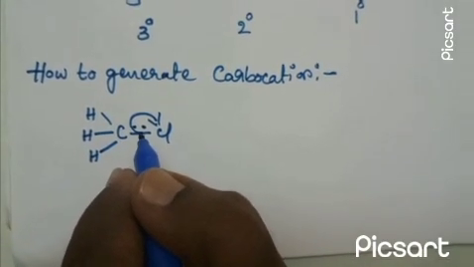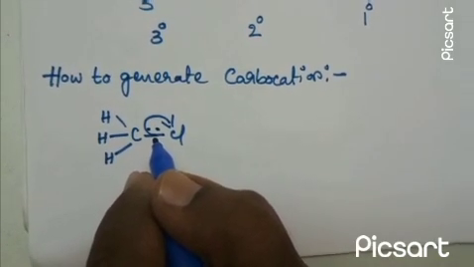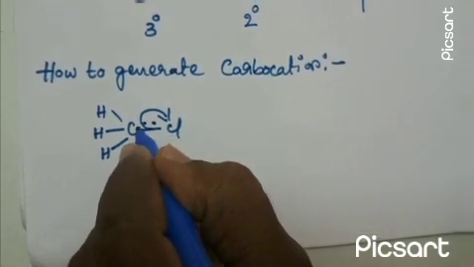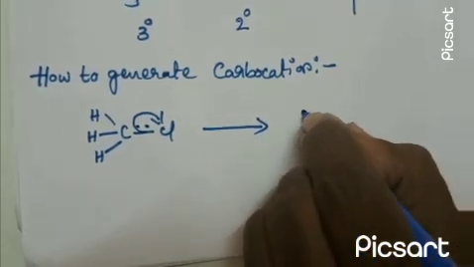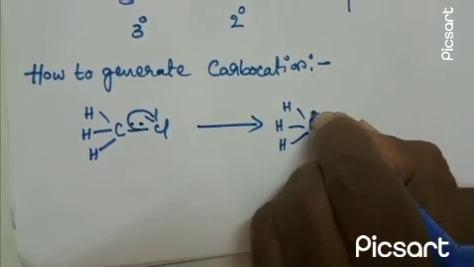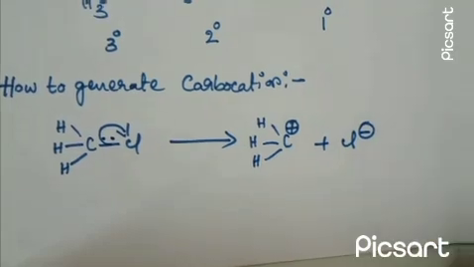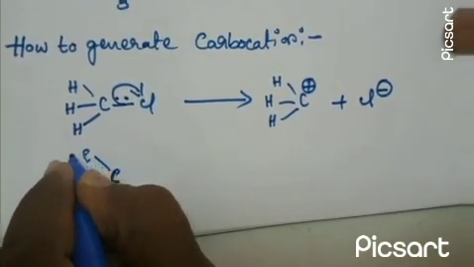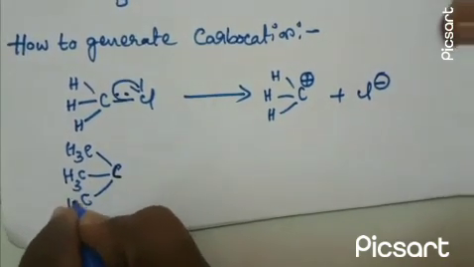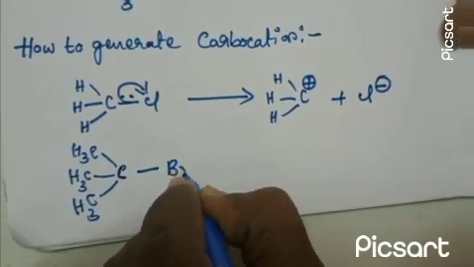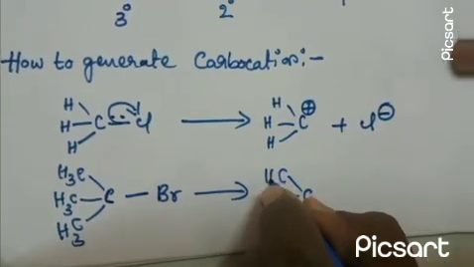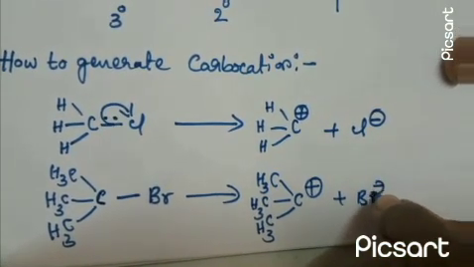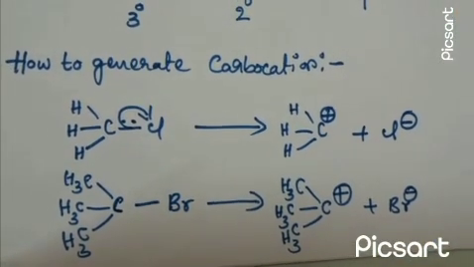What is meant by electronegativity? Electronegativity is the tendency to pull electrons towards itself. Chlorine has more tendency to pull the electrons, so the electrons shift towards the chlorine and the carbon loses the electron. So you get the carbocation plus Cl minus. This is also possible for the tertiary carbocation, and similarly with Br, you get the carbocation plus Br minus.